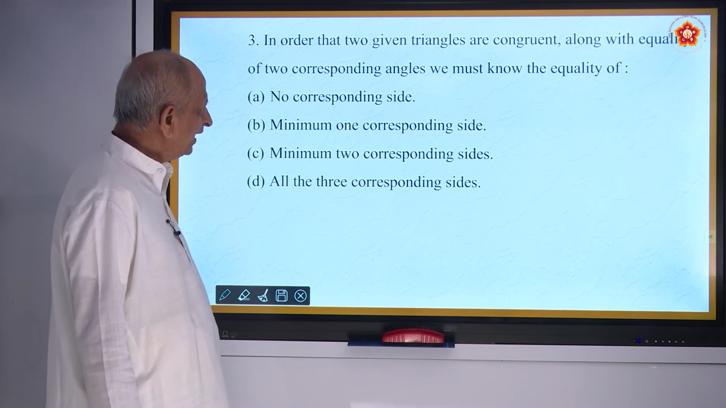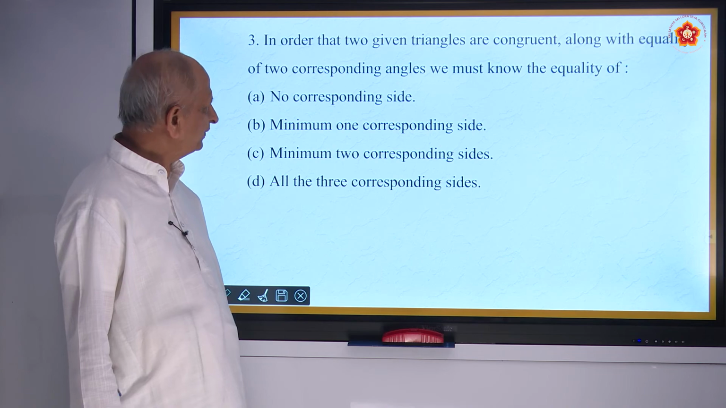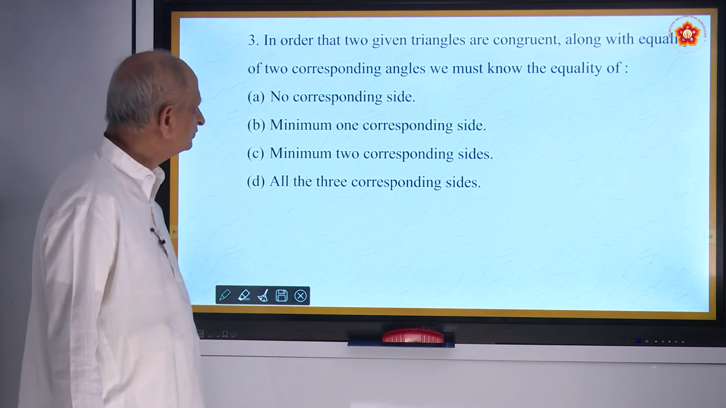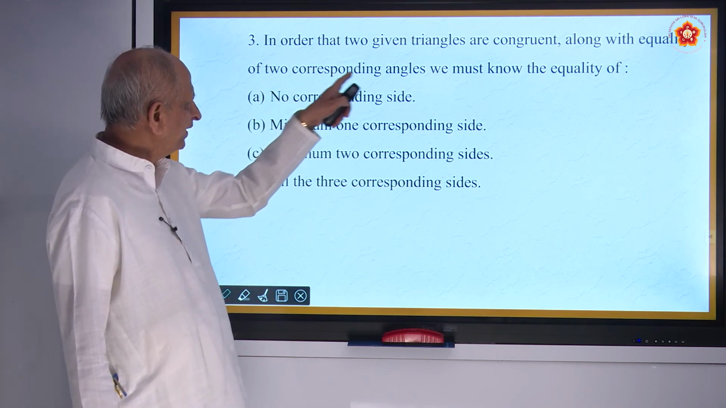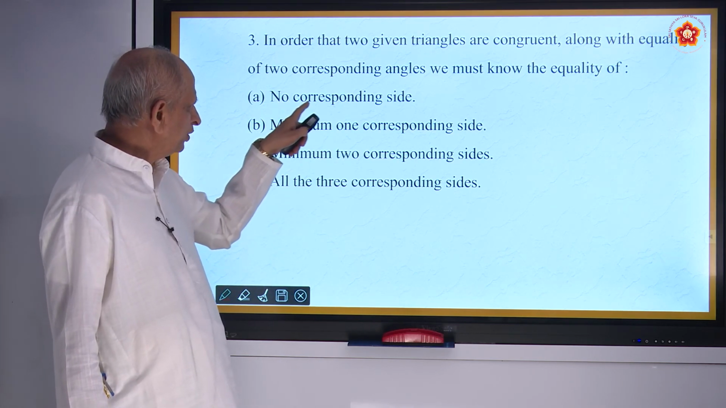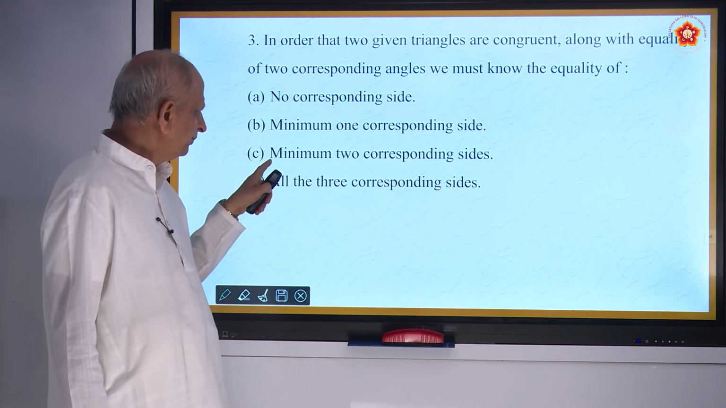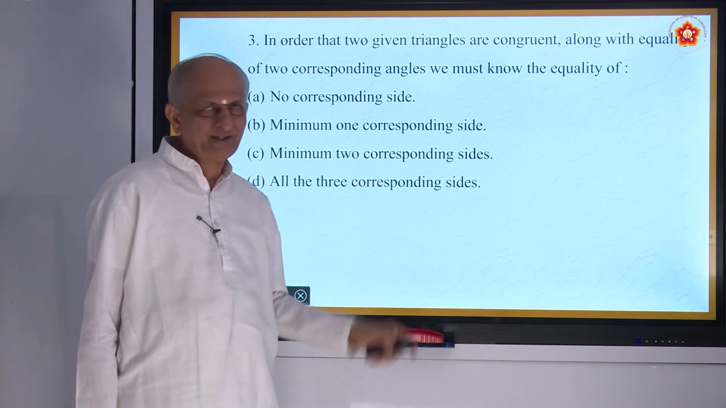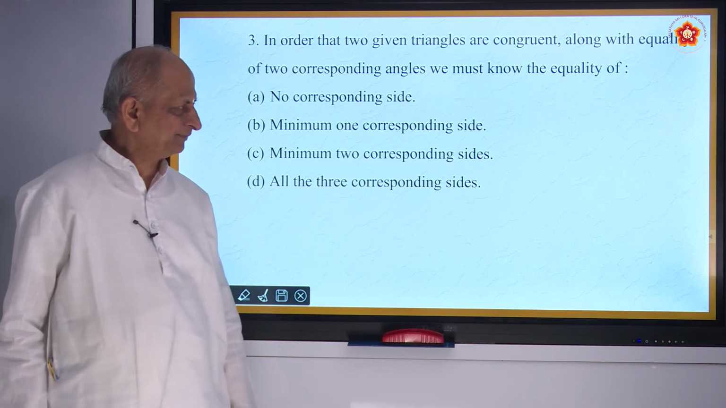Okay. Lastly, in order that two given triangles are congruent, along with the equality of two corresponding angles, we must know the equality of what? Two corresponding angles are given. What else do you want? No corresponding side, minimum one corresponding side, minimum two corresponding sides, all the three corresponding sides. So what do you want for this congruency they are asking?